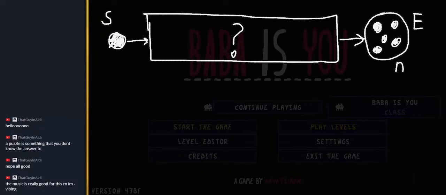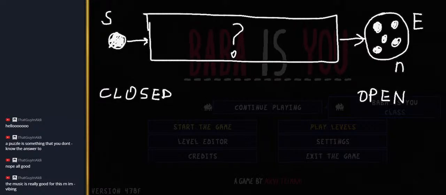Okay, next we are going to be touching upon the classification of puzzles. Puzzles are classified depending on the properties of the end state. Puzzles can be either with closed end states or open end states. So what do we mean by this?